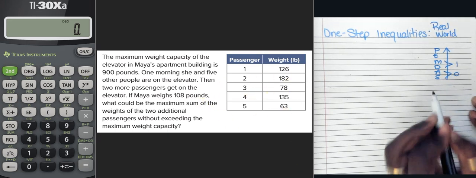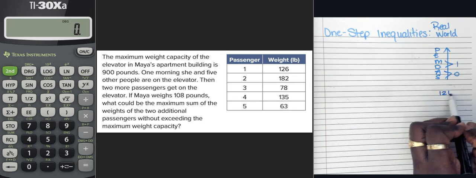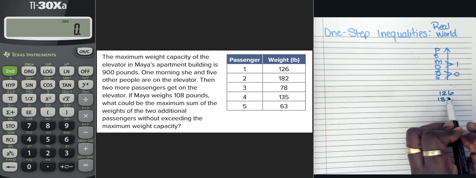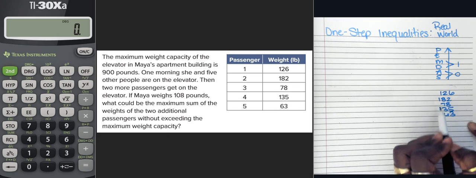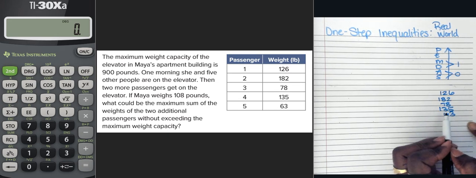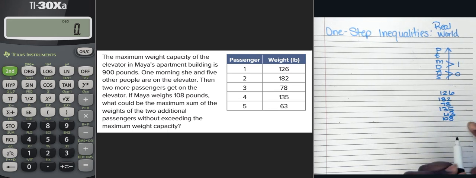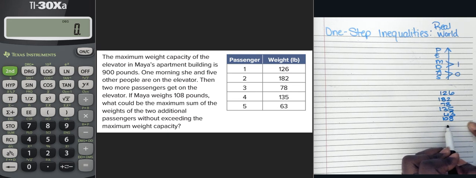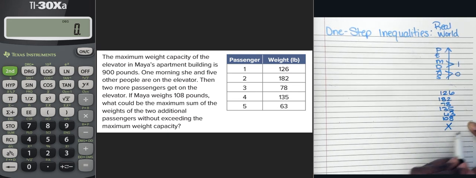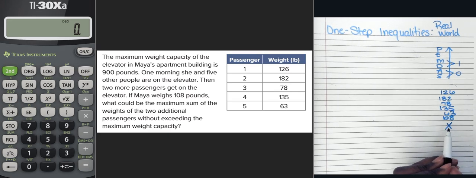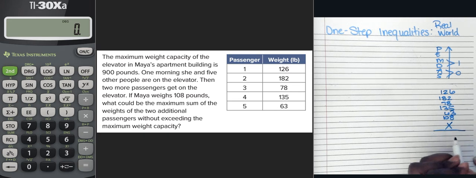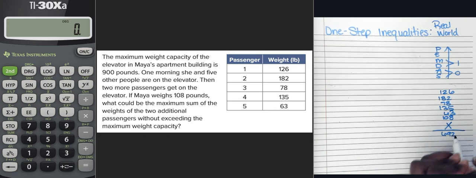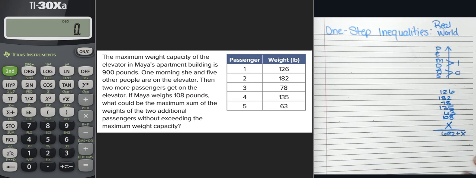So we have 126 plus 182 plus 78 plus 135 plus 63. So this is the five passengers. And then we have Maya's weight, which is 108. And then the two passengers, we're going to just label them as X, right? So their combined weight is going to be the value of X, okay? So if we add those all together, we should have 692 plus X. That is our sum, okay?